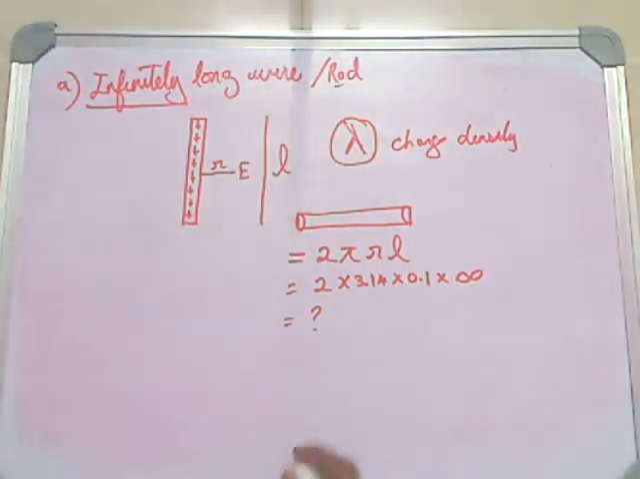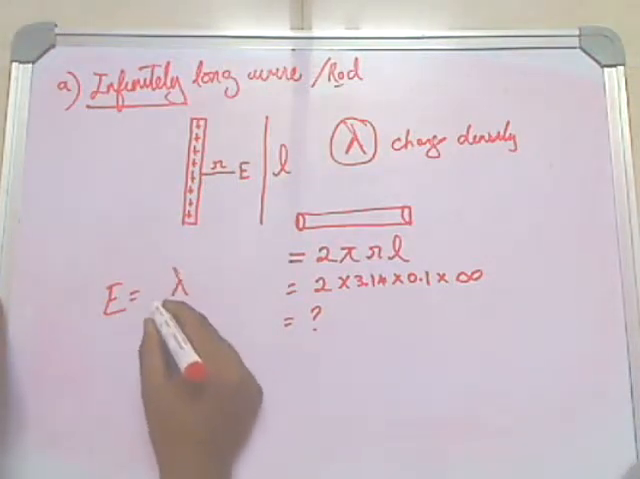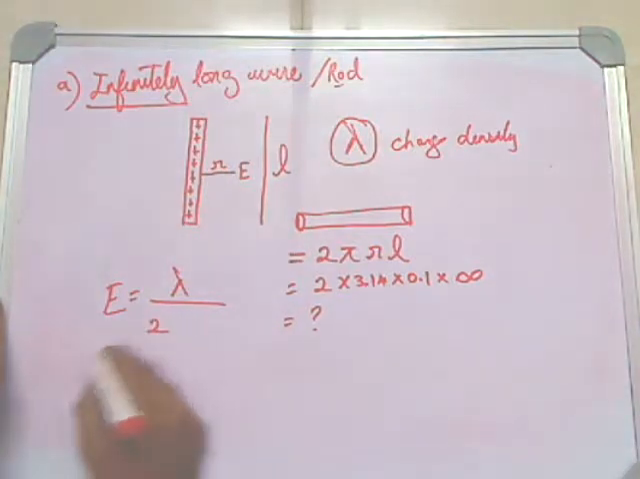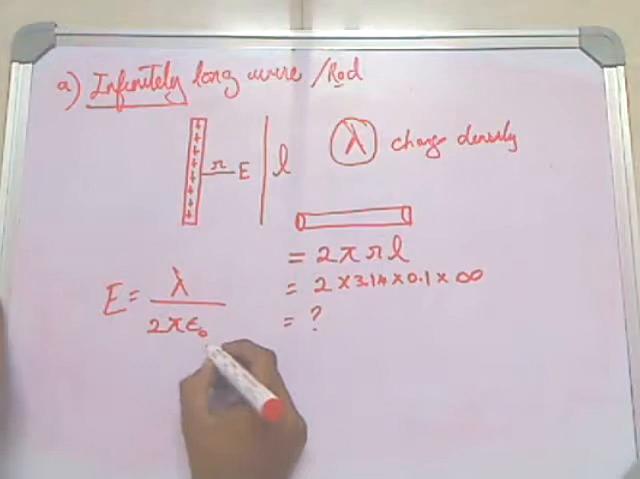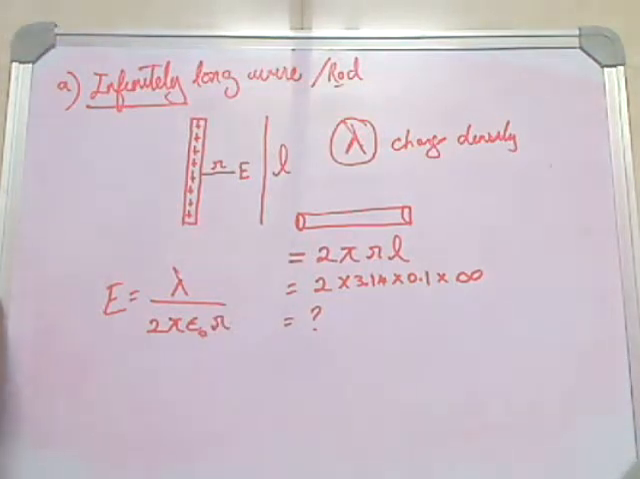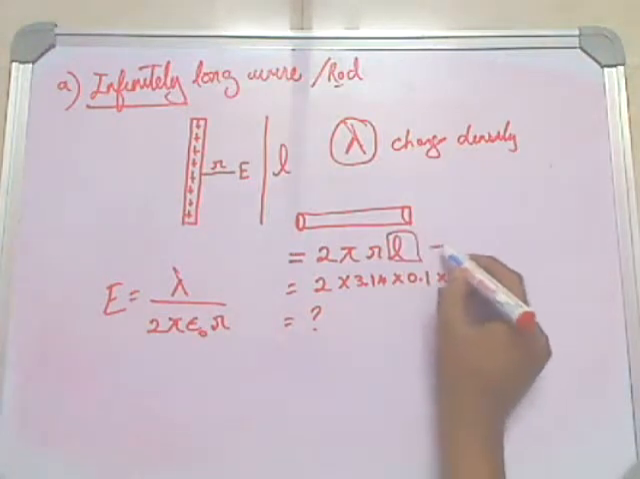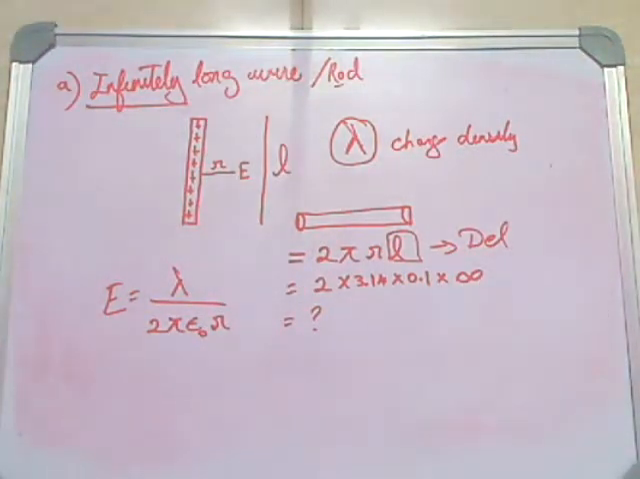So this is why when you want to calculate the electric field here, you actually use this: the charge density divided by 2 pi permittivity of free space and R. The whole L here is in fact deleted altogether because it's not really possible to calculate the length of any object which is infinitely long.